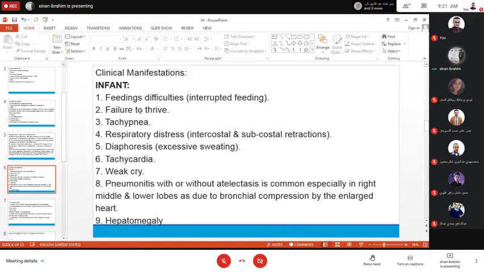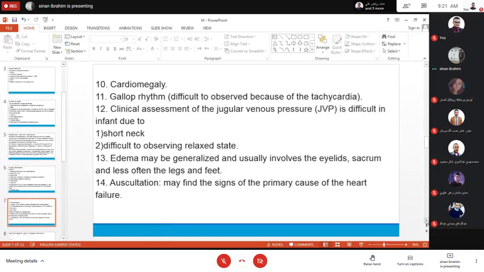So increasing the heart rate, weak crying, pneumonitis due to pulmonary congestion, especially in the right and the middle lower lobes of the lungs, and hepatic congestion, and also these patients will develop hepatomegaly. Cardiomegaly, we see it by chest X-ray also, and gallop rhythm, the patient will develop third and fourth heart sounds in addition to the first and second heart sound.